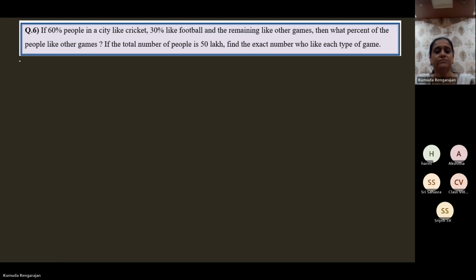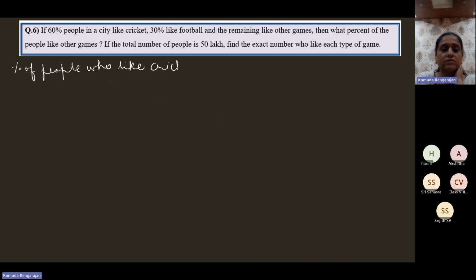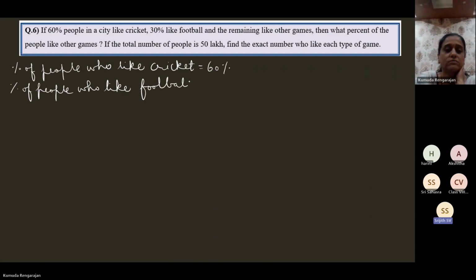So see here. What's the percentage of people who like cricket? 60%. Correct. What's the percentage of people who like football? 30%. Percentage of people who like football?